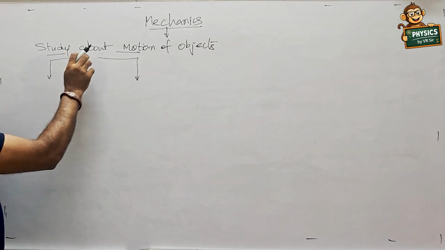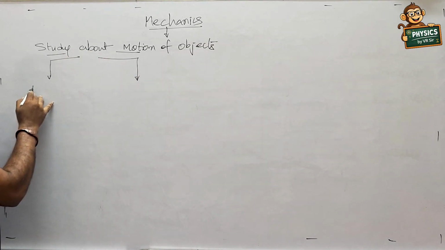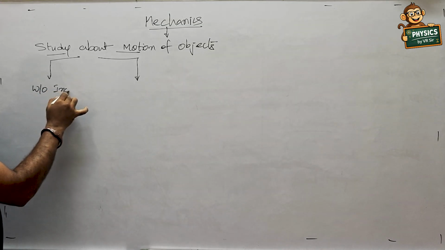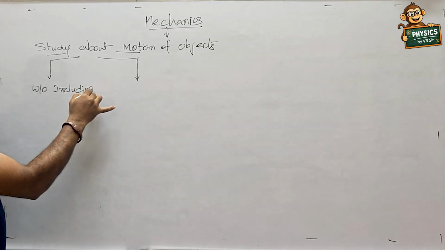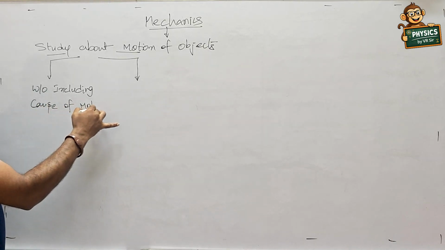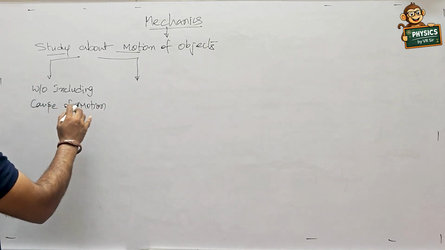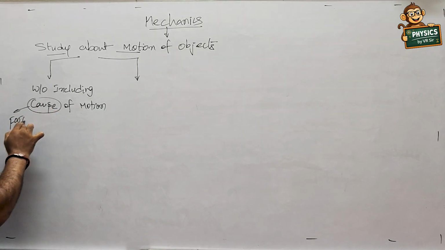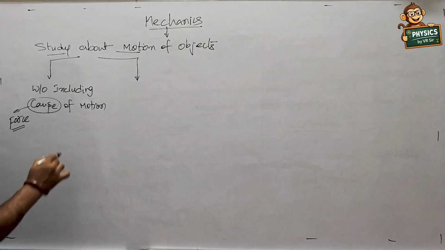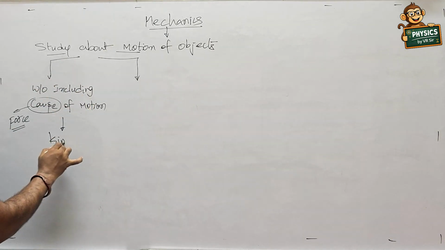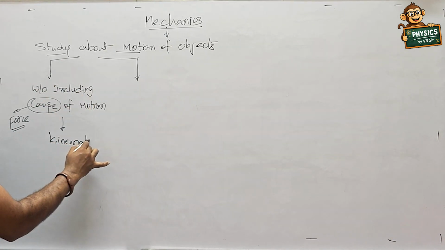Suppose we study the motion of the object without including the cause of motion. And what could be this cause? This is nothing but force. This category of study about motion of objects is called kinematics.